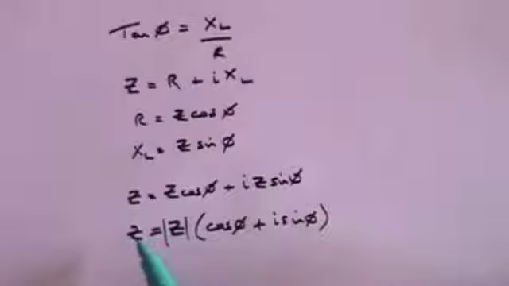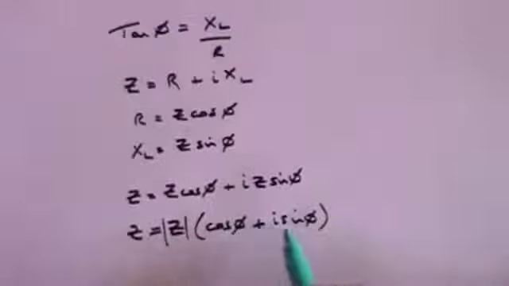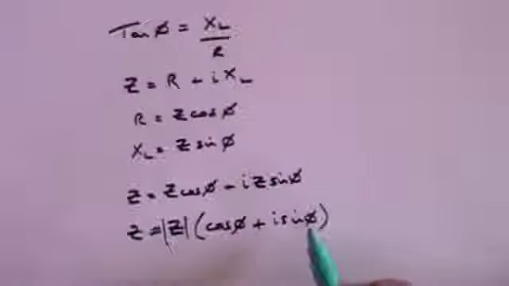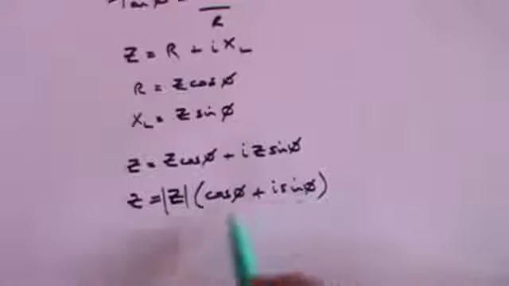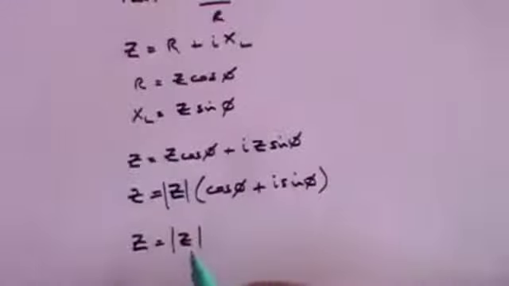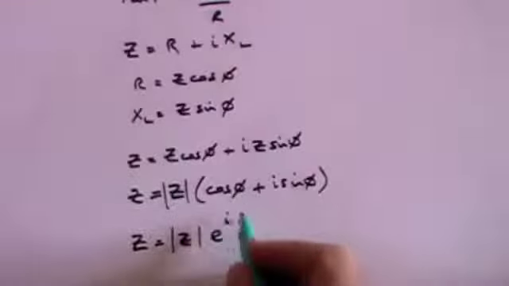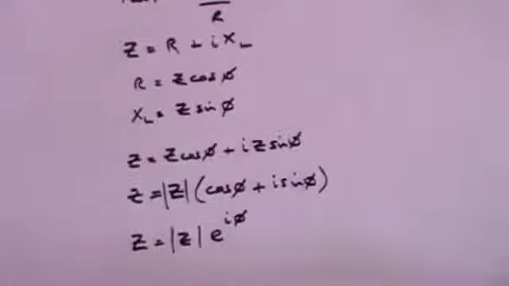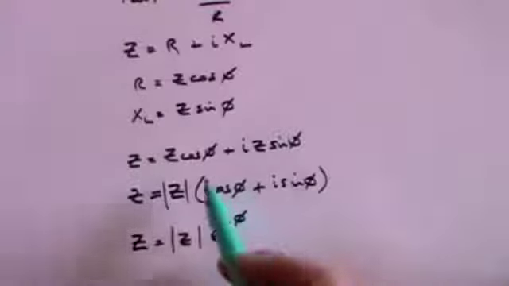So the total value of the impedance is equal to the modulus of the impedance, the value of its length, times cosine phi plus i sine phi. But mathematically, this term is e to the i phi, so you get that the total value of the impedance is equal to the modulus of the impedance, that is the absolute value of the impedance, times e to the i phi, because this term is mathematically equivalent to that term.